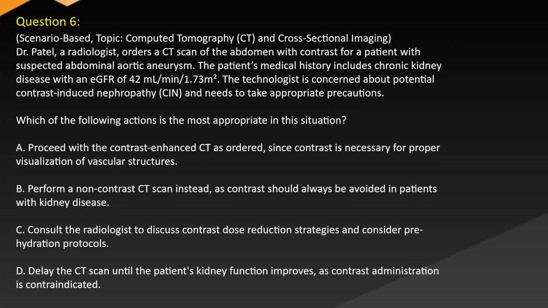Question 6. Scenario-based. Topic: Computed tomography (CT) and cross-sectional imaging. Dr. Patel, a radiologist, orders a CT of the abdomen with contrast for a patient with suspected abdominal aortic aneurysm. The patient's medical history includes chronic kidney disease with an eGFR of 42 mL/min/1.73 m². The technologist is concerned about potential contrast-induced nephropathy, CIN, and needs to take appropriate precautions. Which of the following actions is the most appropriate in this situation?